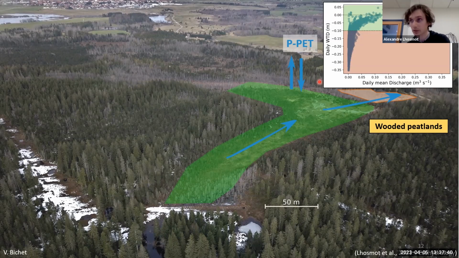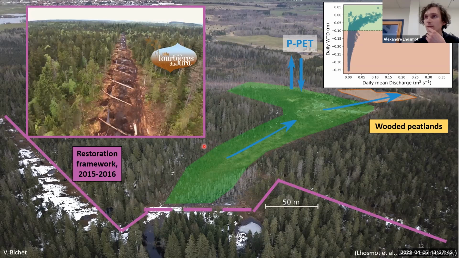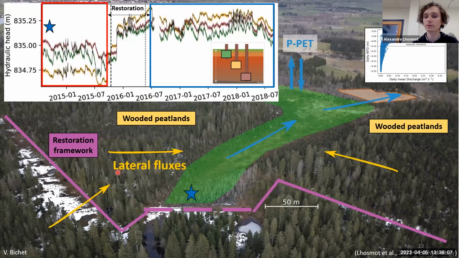In addition, at the ecosystem scale, the site was restored in the framework of a European restoration program named Life Tourbière du Jura, because a lot of drains decreased the water table in the peatland. And here the purple line corresponds to the neutralization of drains made in 2015 and 2016. And so this restoration was monitored thanks to local managers and scientists. And we follow this monitoring with a piezometer located at this blue star.